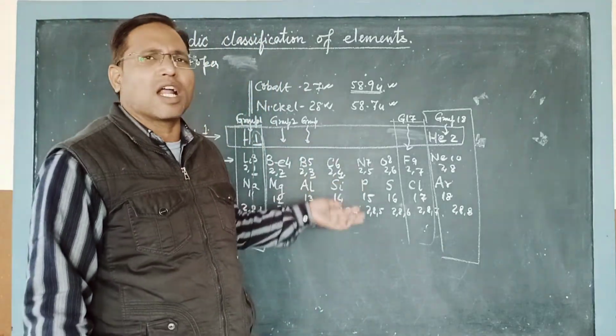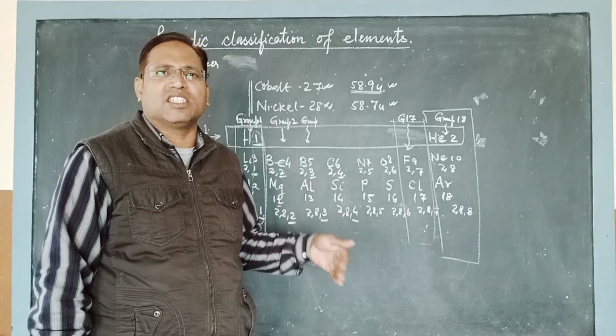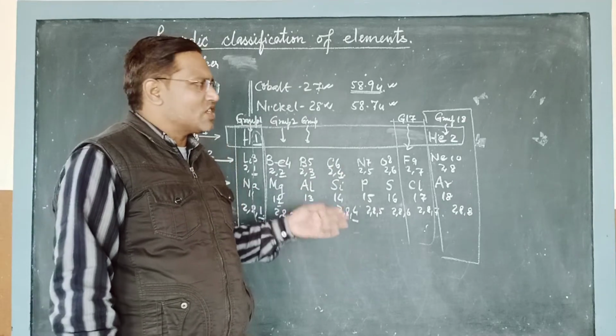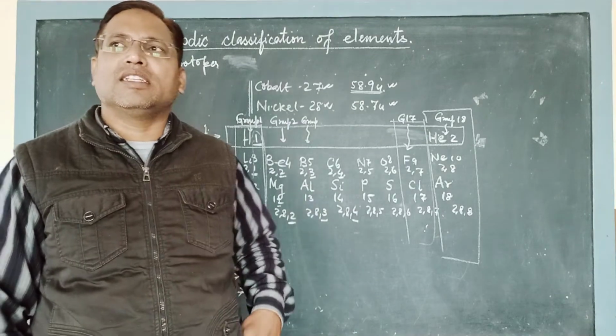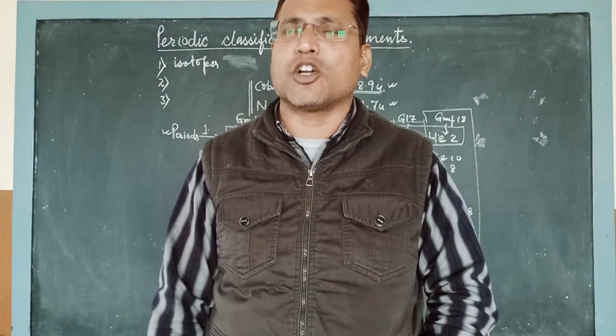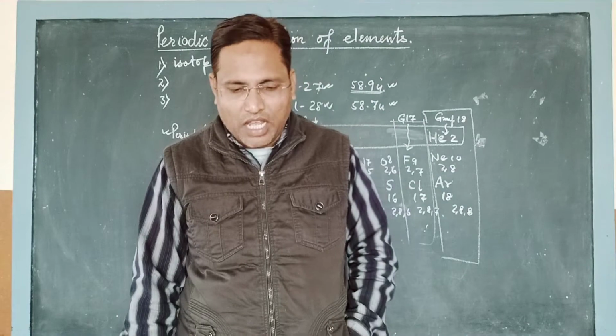Then a few more are there. For example, cobalt is there, nickel is there, iron is there, which do not come under up to 20. So they are later on. You can learn their name also, their symbol also, their atomic number, their mass number. It will help you.